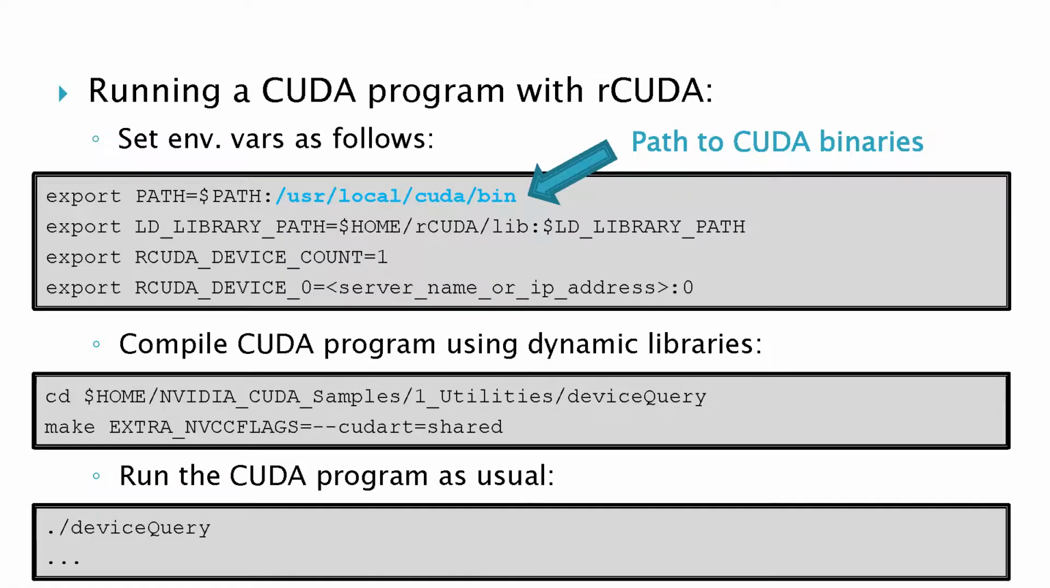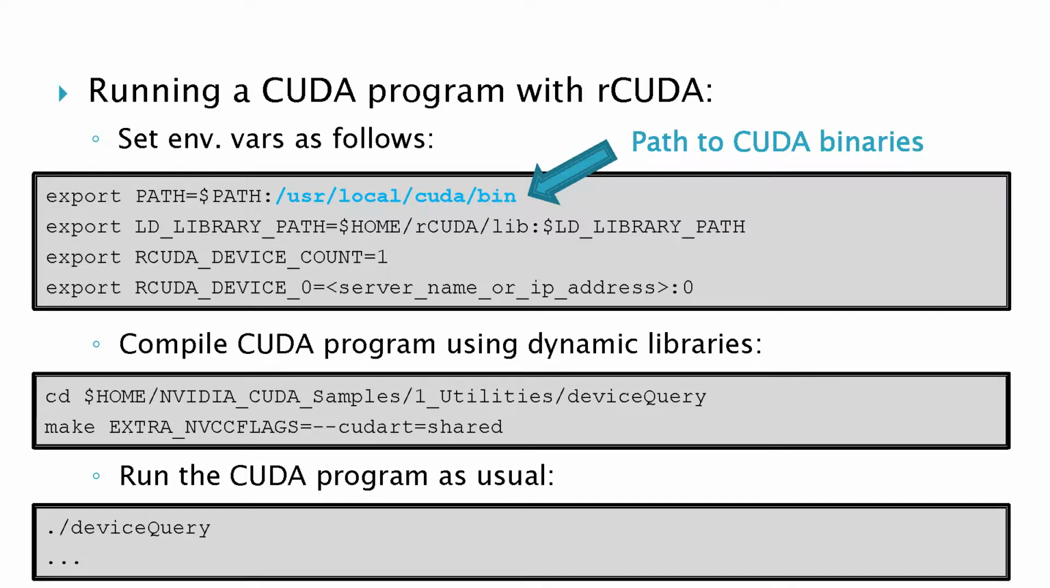Okay, so let's continue the presentation. Once I have the server, in order to run a CUDA application, instead of using CUDA libraries, I need to link against rCUDA libraries. Why? Because rCUDA libraries are going to intercept all the calls to the GPU and forward them through the network to the remote GPU. So instead of using the path to the CUDA libraries, we need to link against the rCUDA libraries.